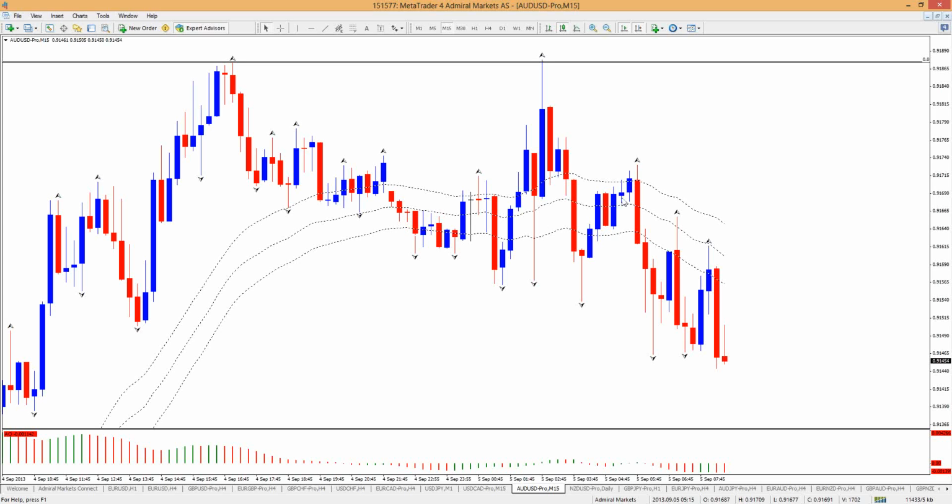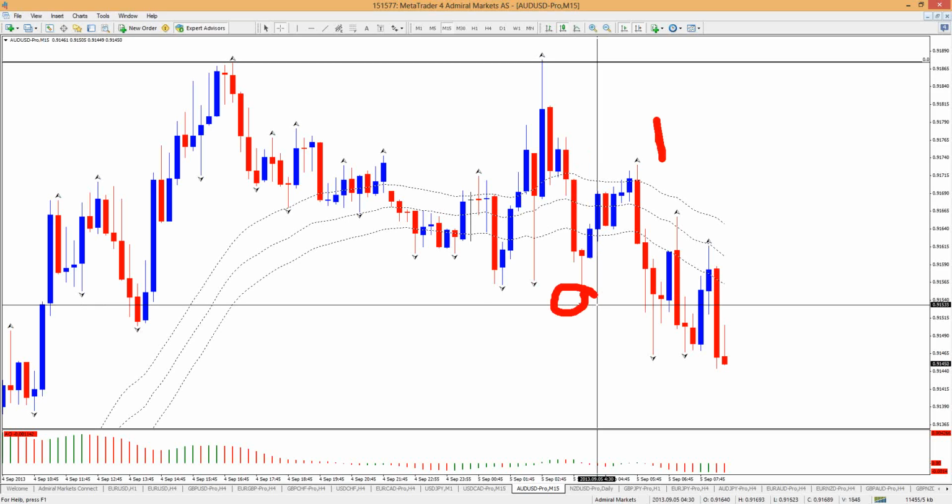I think it makes sense. Just the question is, do I take it here at the break, or do I let it break and continue? But in fact, we already had a break right in here. This is the pullback, and we're already in the continuation in a way. Just like that.